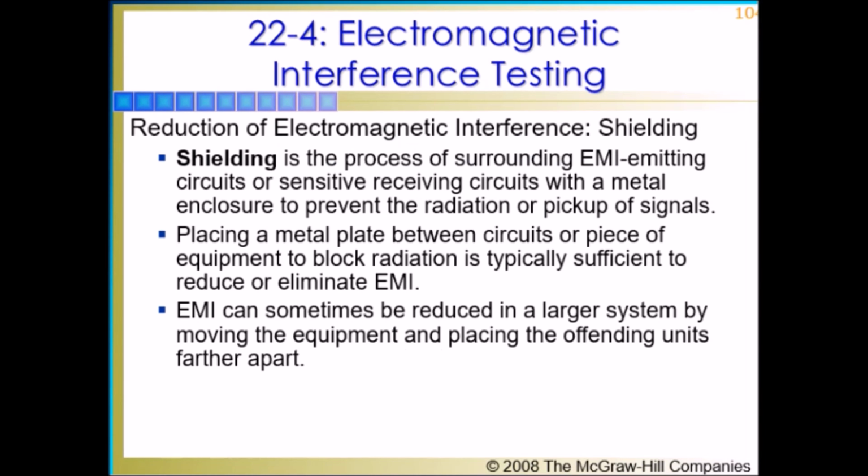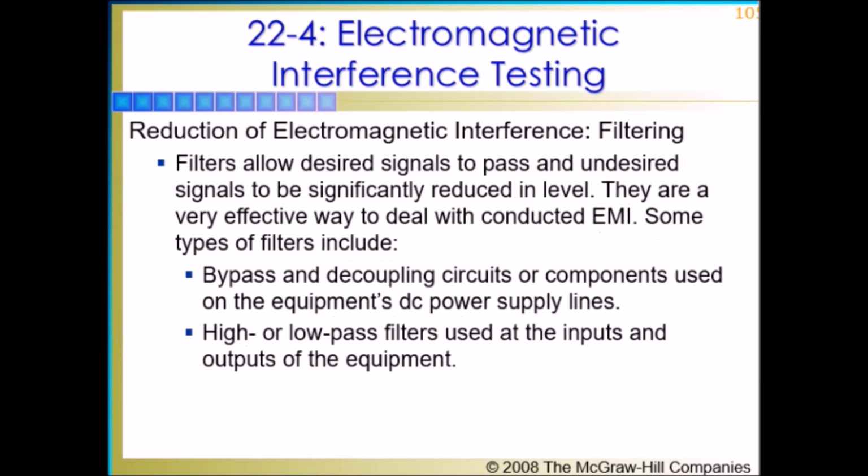Shielding. Shielding is the process of surrounding EMI-emitting circuits or sensitive receiving circuits with a metal enclosure to prevent the radiation or pickup of signals. Often, just placing a metal plate between circuits or pieces of equipment to block radiation is sufficient to reduce or eliminate EMI. The metal reflects any radiated signals and can actually absorb some of the radiated energy.